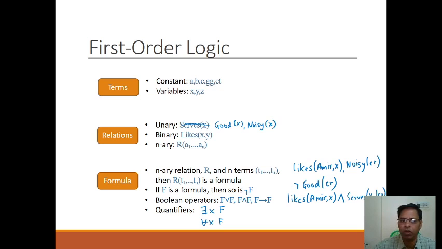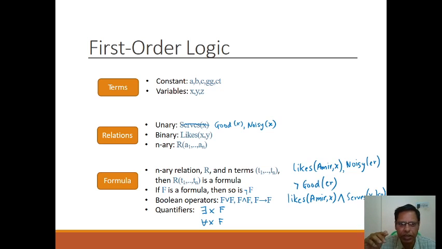So, first order logic. What is first order logic? It consists of terms, relations, and formulas, which are about constants and variables. What are the constants here? They are the names or titles, like books or any names: A, B, C. Variables are X, Y, Z, where the objects can be changed.